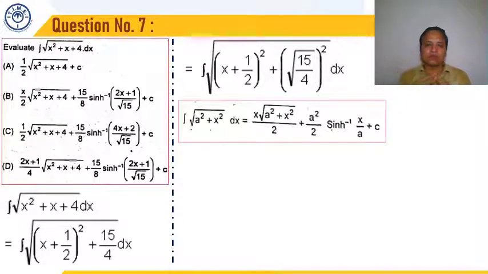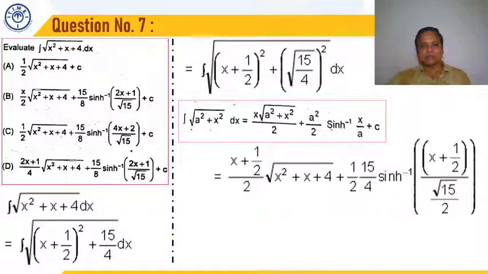Now we use this formula: integral of under root of a² + x² dx is equal to x/2 root of x² + a² plus a²/2 sinh inverse x/a plus c. So we apply it in this. Here x is x + 1/2 and a is √15/2. So it's (x + 1/2)/2 root of x² + a², which comes out to be x² + x + 4, plus a²/2 is 15/4 by 2, sinh inverse of (x + 1/2) upon √15/2. A is √15/2.